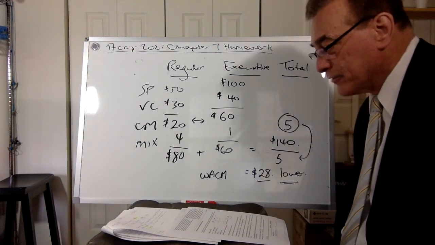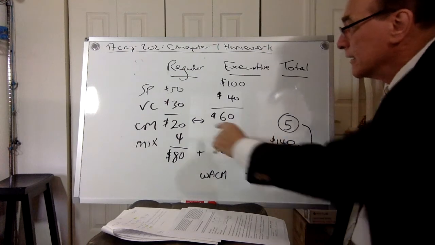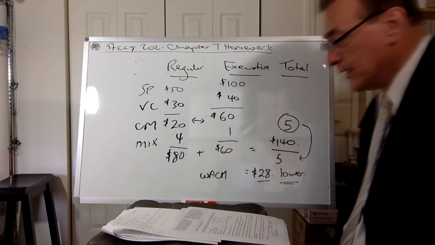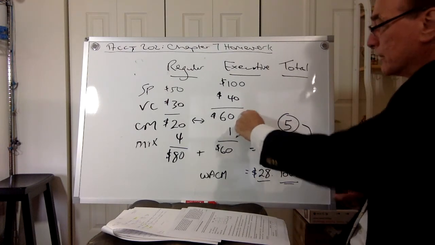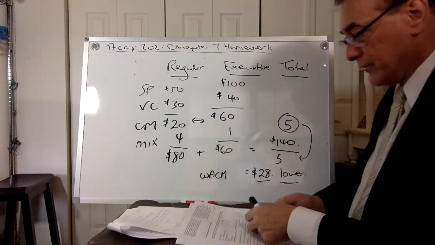The weighted average contribution margin is less than the simple average because Funtime Cruises sells more regular cruises, which have a lower contribution margin, than the executive cruises, which have a higher contribution margin. All right, that moves us to question 8.